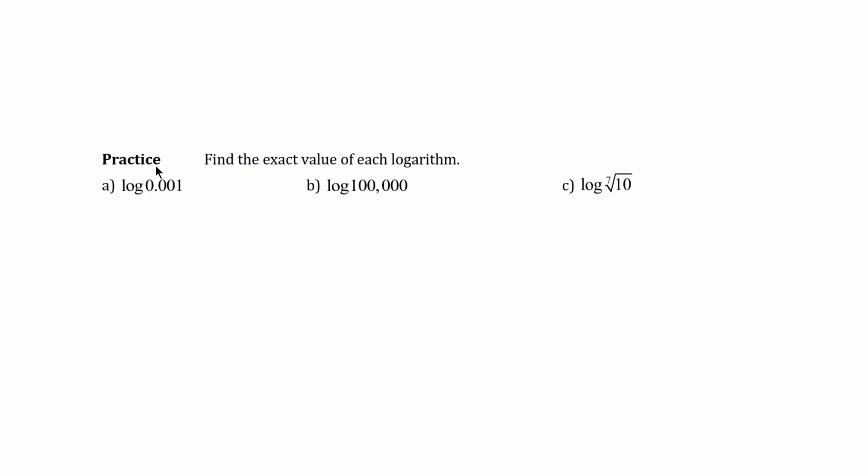Next, we have a practice problem. Find the exact value of each logarithm. For part A, we have log of 0.001. For part B, we have log of 100,000. For part C, we have log of the 7th root of 10. Alright, so go ahead and pause the video, try out these problems, and then check back with the video to see the solutions.